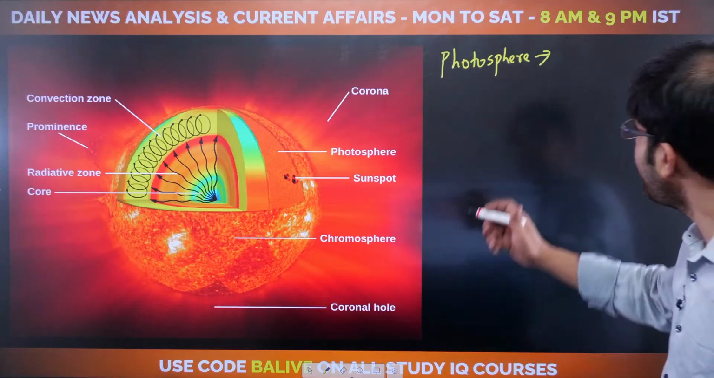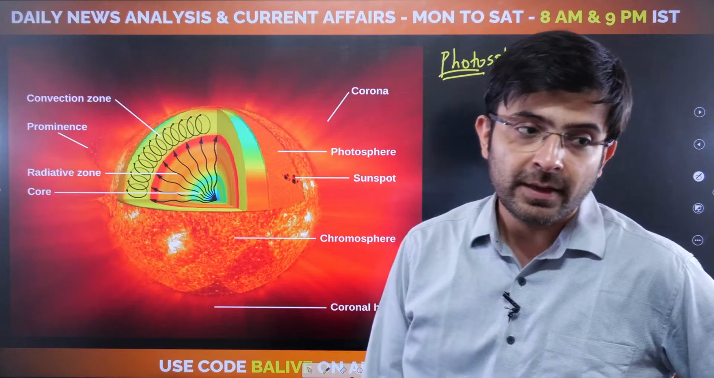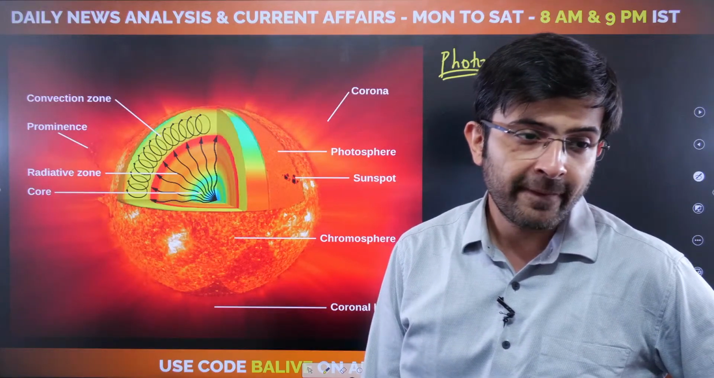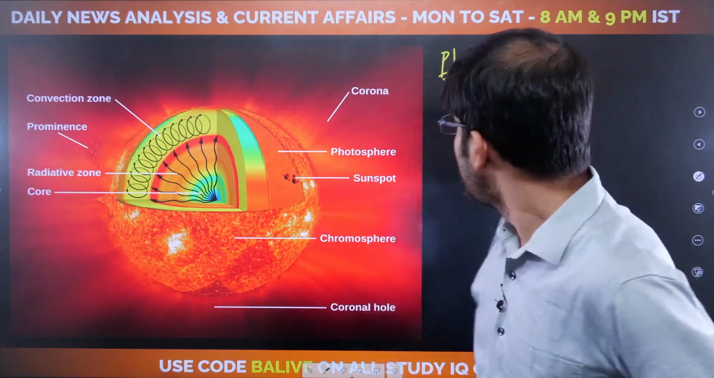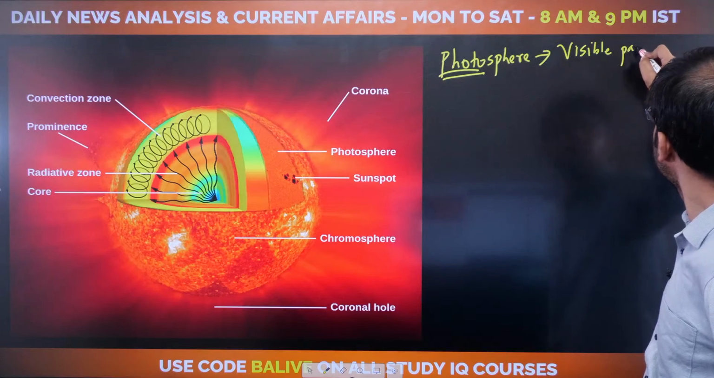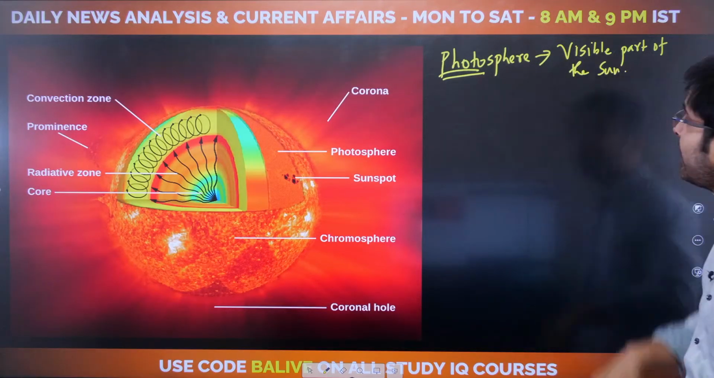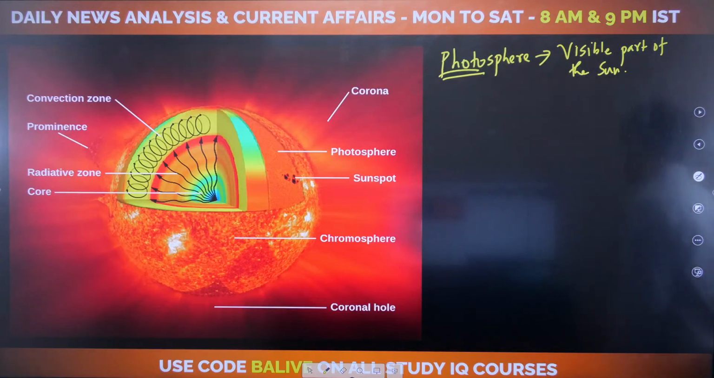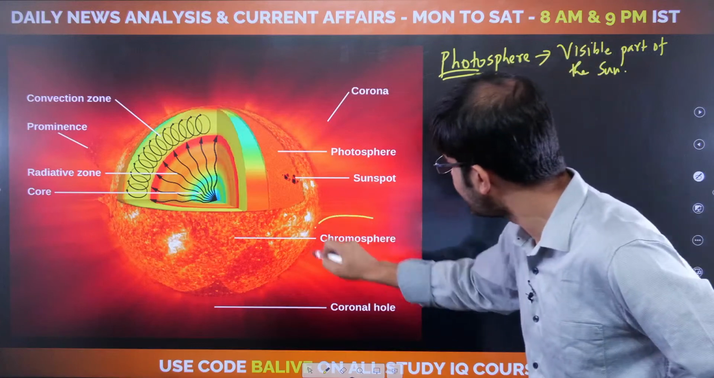Now, what does the word photo mean, guys? Does it mean light? Tell me. Huh? So essentially this is the visible part of the sun. All right, the visible light of the sun originates from the photosphere. Then you have the chromosphere. Have a look at this.